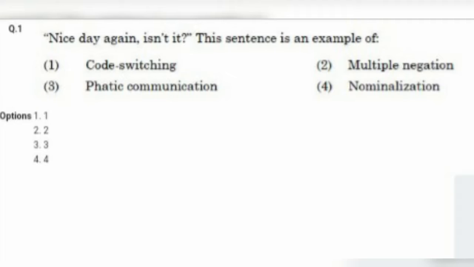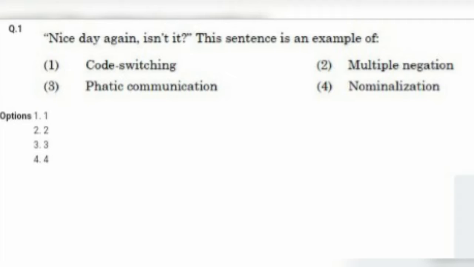This sentence is an example of option number 1, code switching; 2, multiple negation; 3, phatic communication; 4, nominalization. Now let's see. Code switching or language alternation, as we know, occurs when a speaker alternates two or more languages or language varieties in the context of a single conversation.